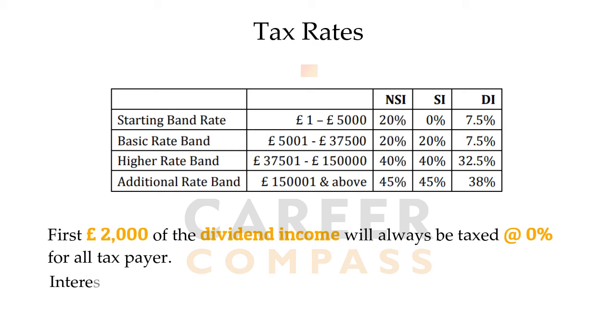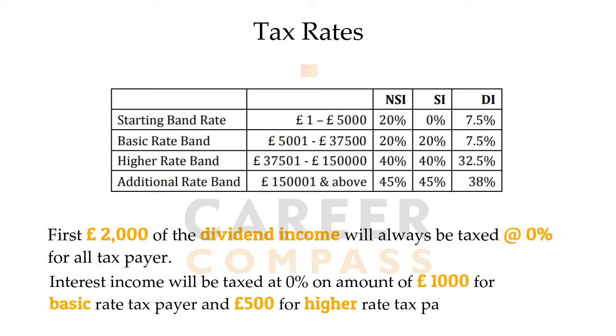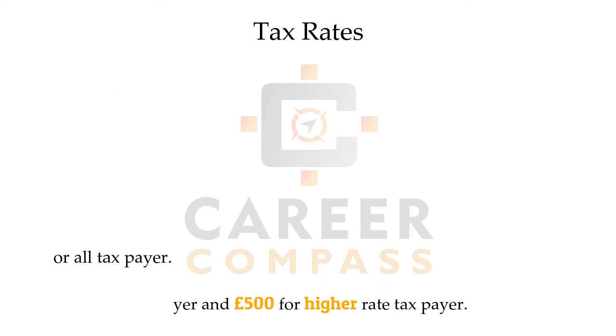Now the same case is with the interest income, but here if you are a basic rate taxpayer, then you will get a relaxation for the first £1,000, and if you are a higher rate taxpayer, then you will get a relaxation of the first £500 only, right? So this is how the two rules work.